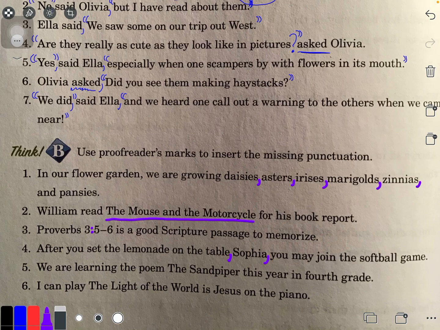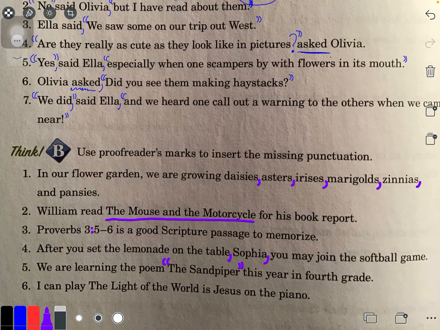Oh, I'll try to look for that class so we can read it too. We are learning the poem. Now, it's a poem. It's not a book, so I don't need to underline it. Do you remember what we have to do with the name of a poem? I need to put quotation marks right there.